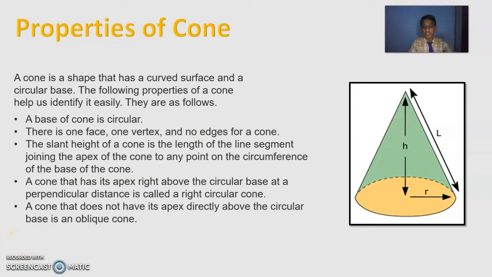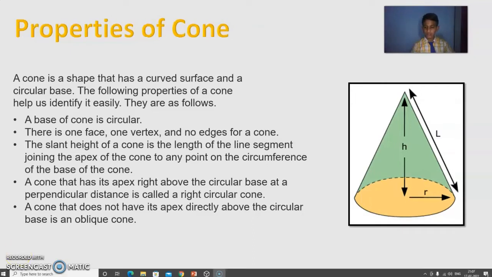Properties of cone. A cone is a shape that has a curved surface and a circular base. The following properties of a cone help us identify it easily. They are as follows. A base of cone is circular. There is one face, one vertex and no edges for a cone. The slant height of a cone is the length of the line segment joining the apex of the cone to any point of the circumference of the base of the cone.